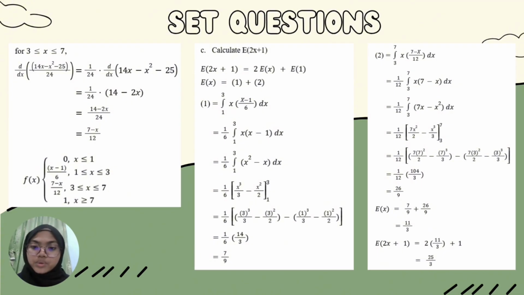And we sum up part 1 plus part 2, which is 7 over 9 plus 26 over 9, and we get 11 over 3, and the final answer is 25 over 3.